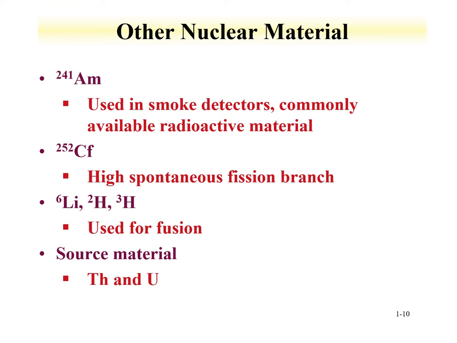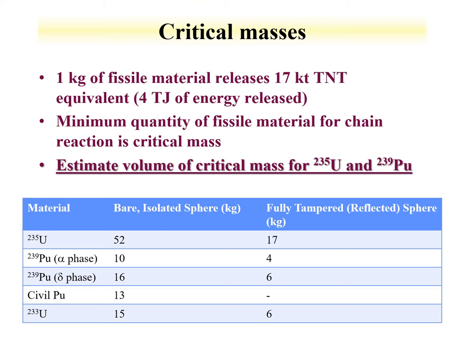These isotopes here of lithium and hydrogen are used for fusion, so there's interest in understanding and tracking this material for potential applications to devices. And there's also source material, naturally occurring thorium and uranium, which can be used to produce uranium-233 from the thorium. It could be enriched to obtain uranium-235 from the uranium, or the uranium could be activated with neutrons to produce plutonium-239. Some of the special nuclear materials obviously used to derive nuclear chain reactions.